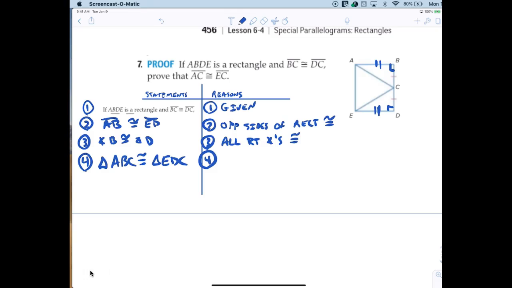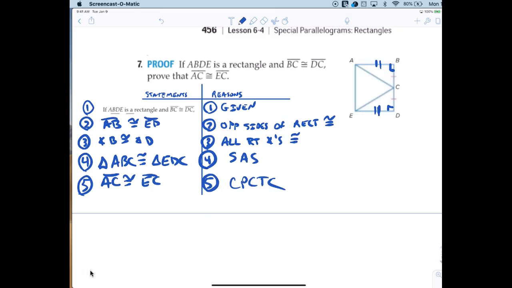And why is that? Side angle side. Remember, the triangles are congruent. Side angle side, side side side, angle side angle, angle angle side, hypotenuse leg. Those are your choices. But in this case, we could just say side angle side. Now, Emily, we could say AC is congruent to EC, and that is your CPCTC.